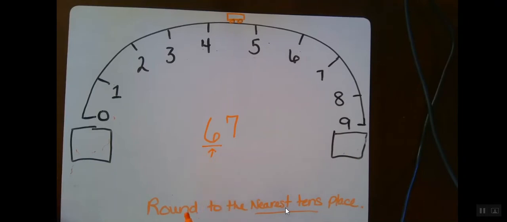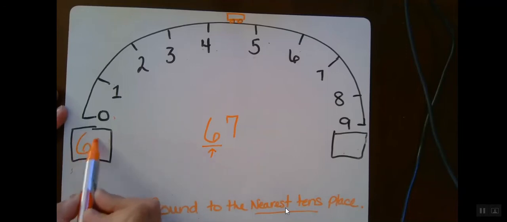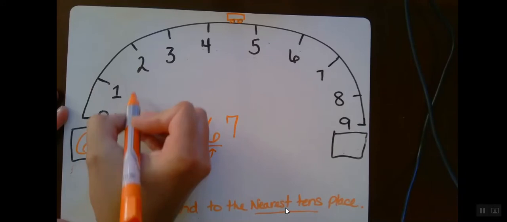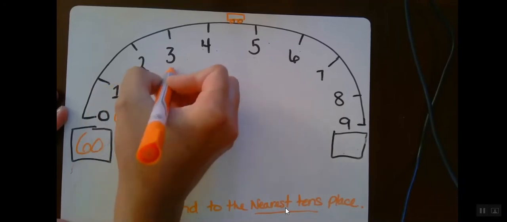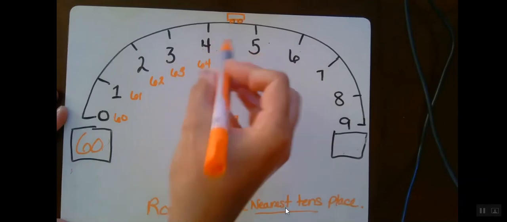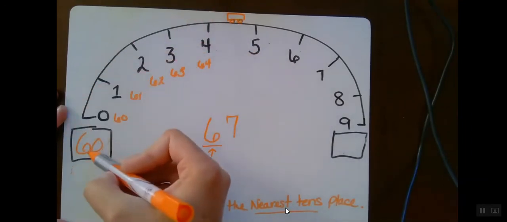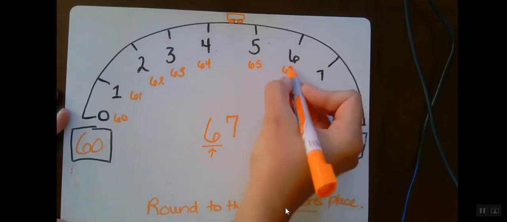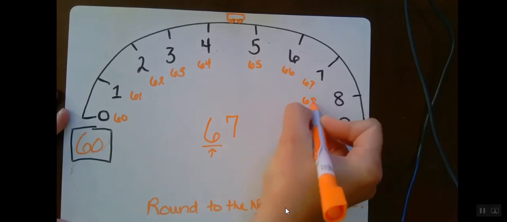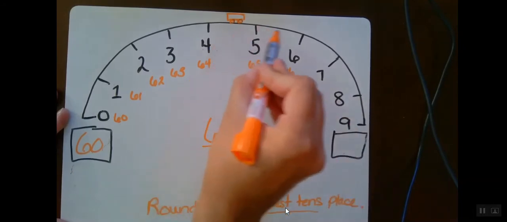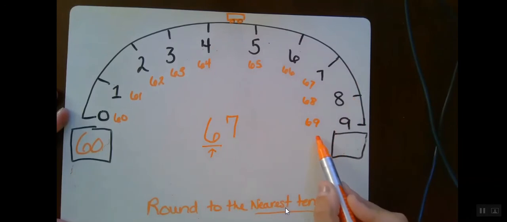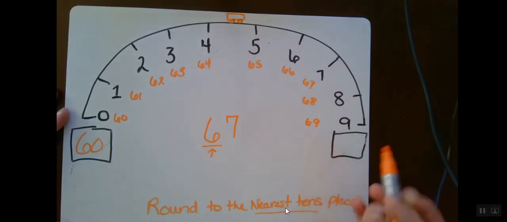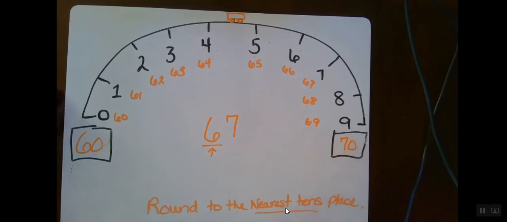Because that 6 is in the tens place, it is not a 6, it's a 60. So there's our starting point. That means that 60, 61, 62, 63, and 64 would cause that cart to come down and choose 60. But 65, 66, 67, 68, and 69 would cause that cart to roll down, and what comes after 69? Yes, I heard you. 70. Good job. So those are the 2 numbers that we want to know what to round to.